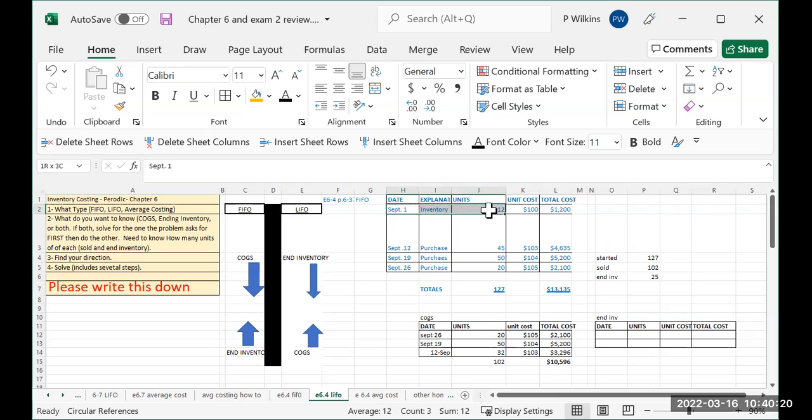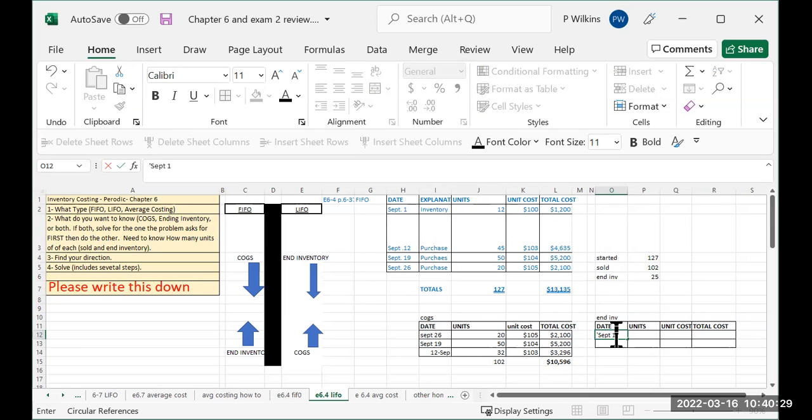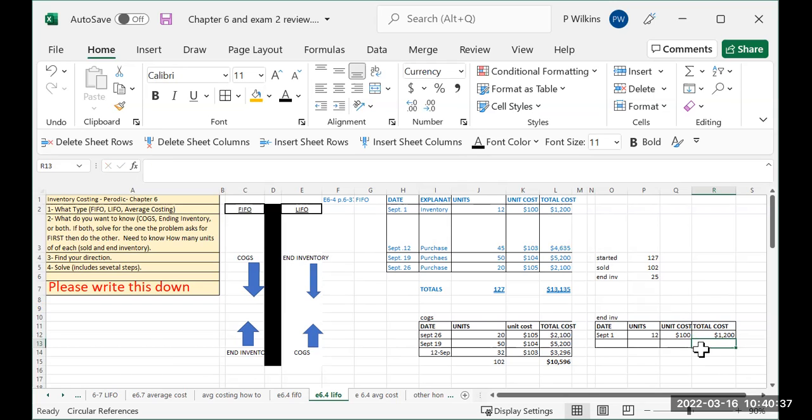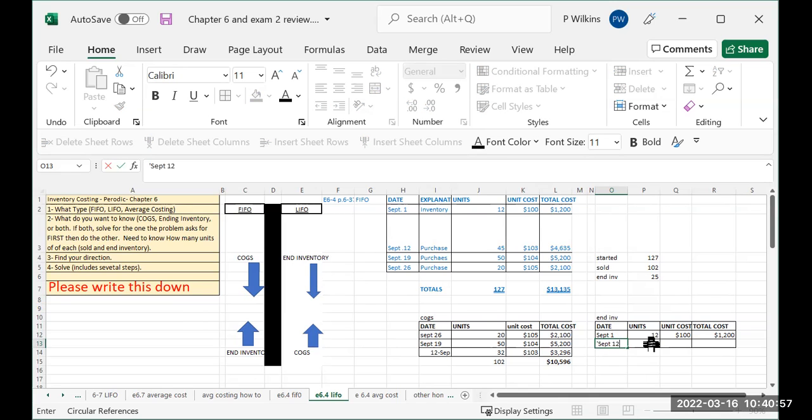If I look over at the chart, September 1 inventory, 12 units at $100 each for a total of $1,200. So I'm going to take that first. How many more do I need to get to 25? I need 13 more units. If I go to the next line down in the chart, I see there's 45. I don't need all 45. I only need 13 of those units, so from the September 12th purchase, I'm going to take 13 of those units.